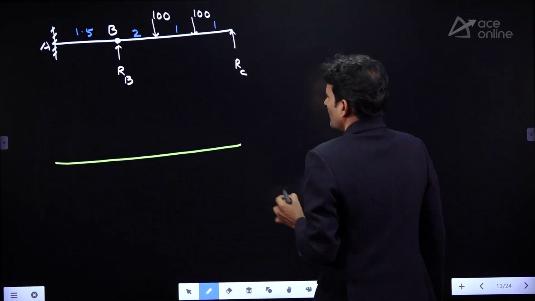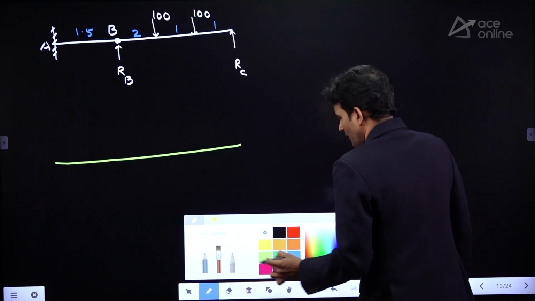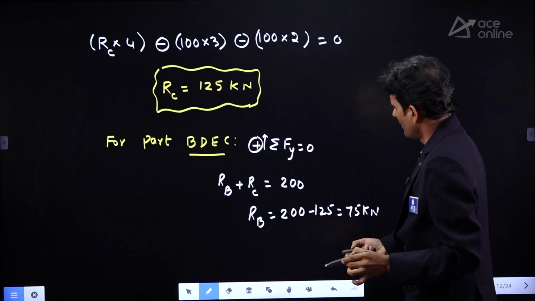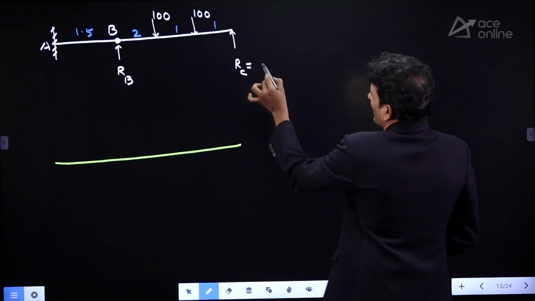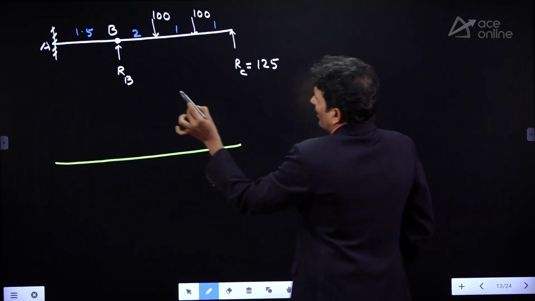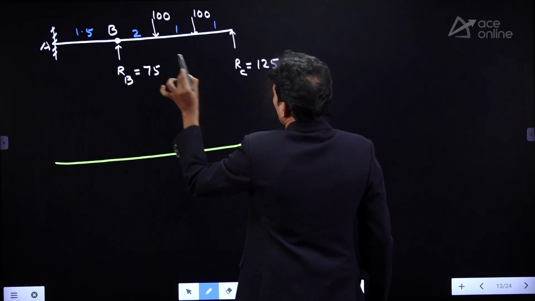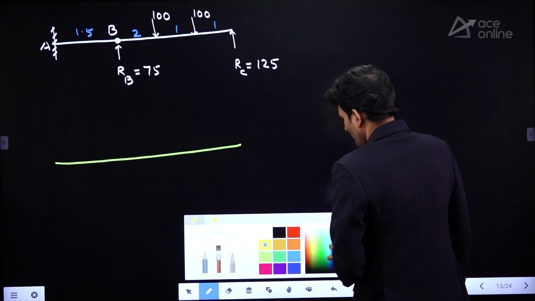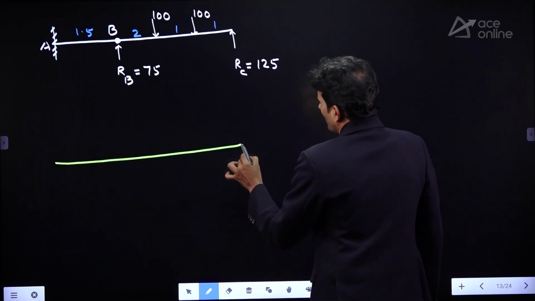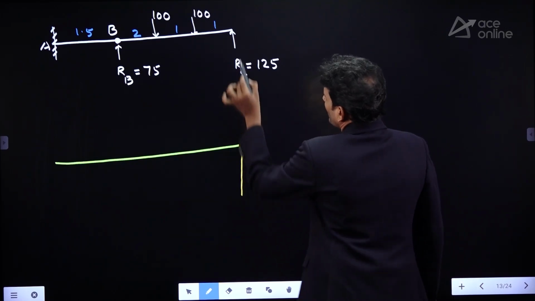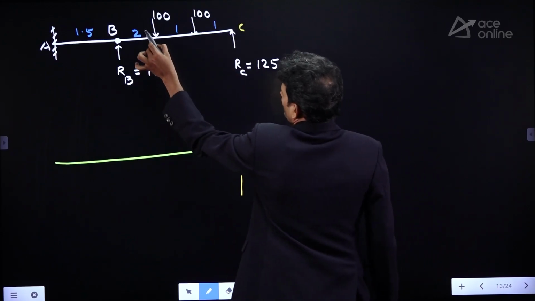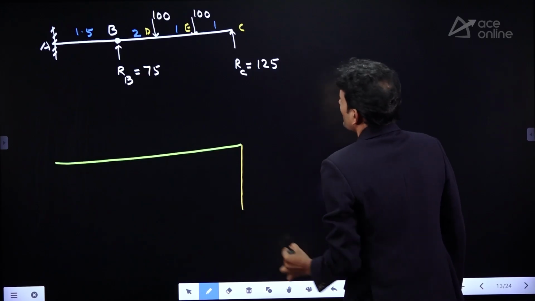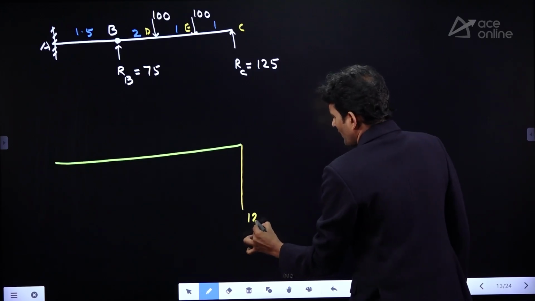This is shear available at point C. That is nothing but RC. RC value how much we are having? RC we are having 125. RB we are having 75. Here negative. Let us use this one. Negative shear. Here we are having, this is point C. This is point D. This is point E. Shear available at C is 125, RC.